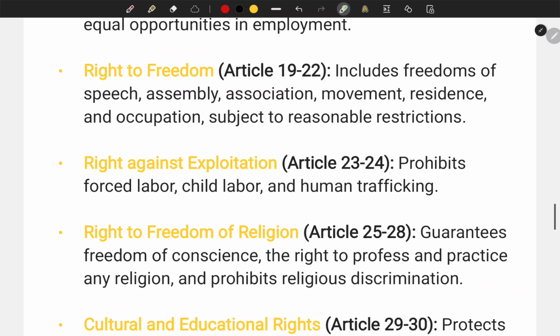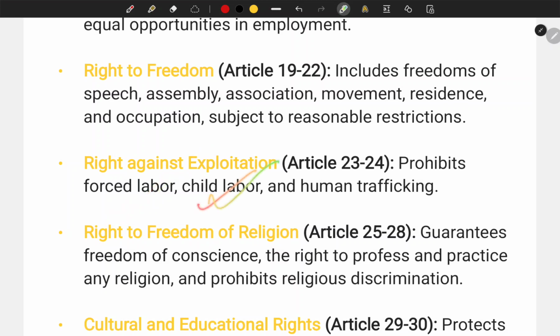The next category is right against exploitation. No person shall be exploited in this country. All right. So this is under Article 23 and 24. Prohibits forced labor, child labor, and human trafficking. You should not be forced into doing a work where you will not be paid, but your physical or mental efforts are going into it and you are not paid for that. You should not be forced into such labor.